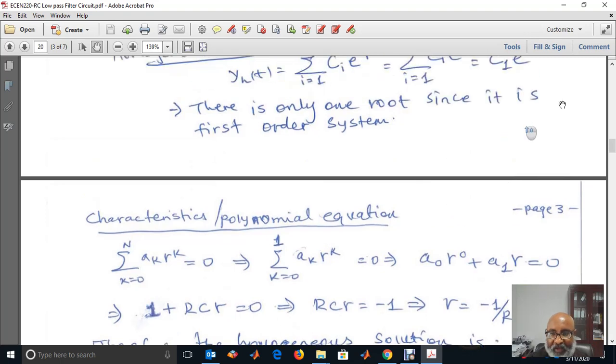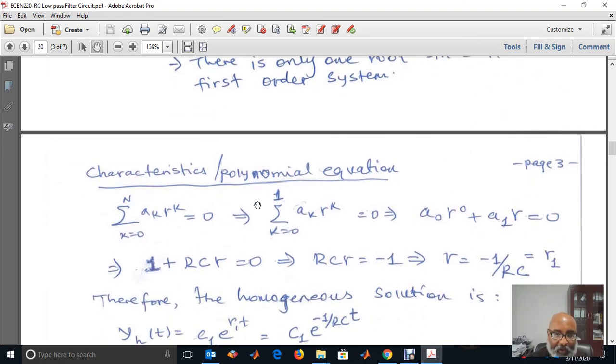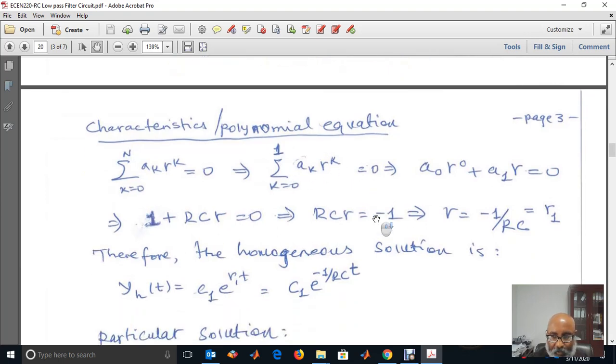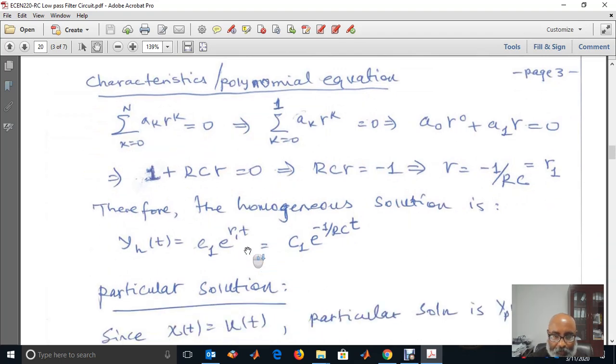Now, how do we find r1? We find r1 from the characteristic equation, or we call it the polynomial equation. The polynomial equation is given by the sum from k equals 0 to n of a_k r to the power of k equals 0. From k equals 0 to 1, a_k r^k equals 0, so a0 r^0 plus a1 times r is equal to 0.